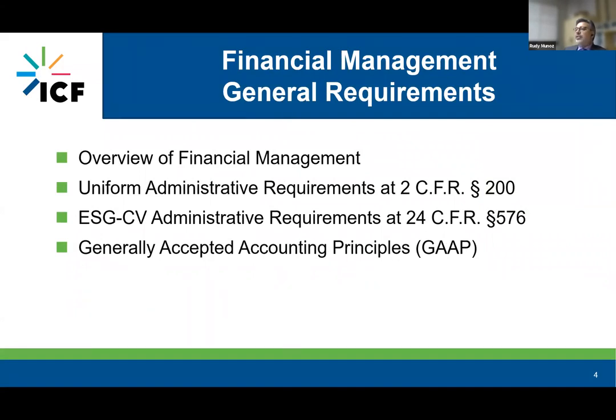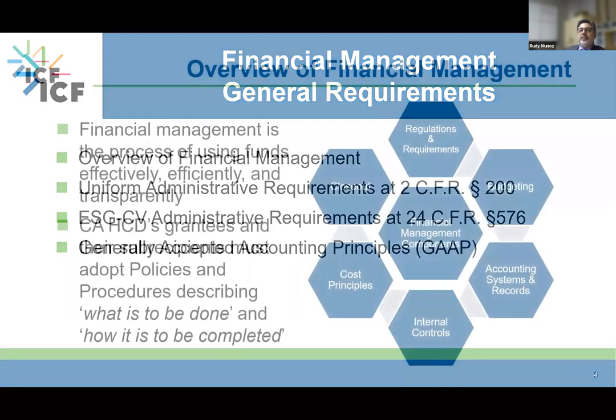So let's get started with the first section, which is financial management general requirements. In this section, we'll provide you with a general overview of financial management. And then we will move into discussing the basic elements of the uniform administrative requirements that are found under 2 CFR Part 200. We will cover the ESG-CV specific administrative requirements, which are found at 24 CFR Part 576. And then we'll round it off by going over the generally accepted accounting principles. Next slide.